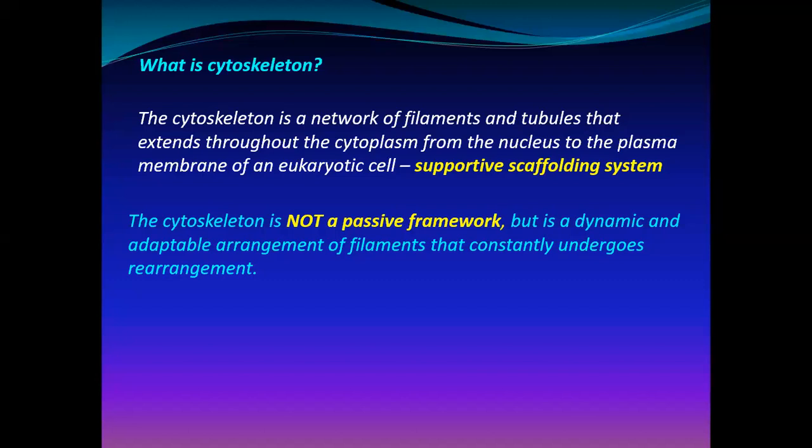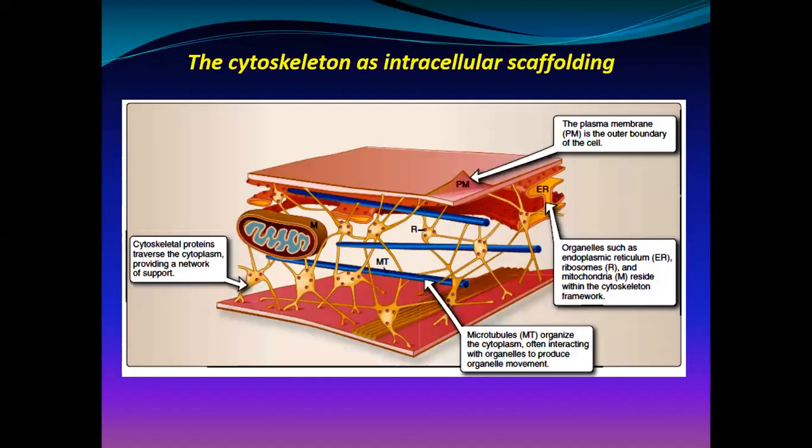So it is always a dynamic situation, right? And the filaments of the cytoskeleton undergo constant rearrangement. Now you can see this. One side of the membrane, the plasma membrane, is written as PM. And then you can see the ER is there, and the mitochondria, and other cellular organelles are there.